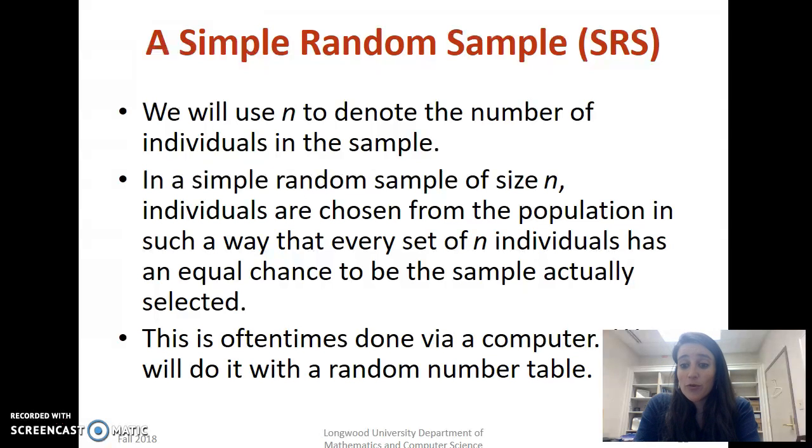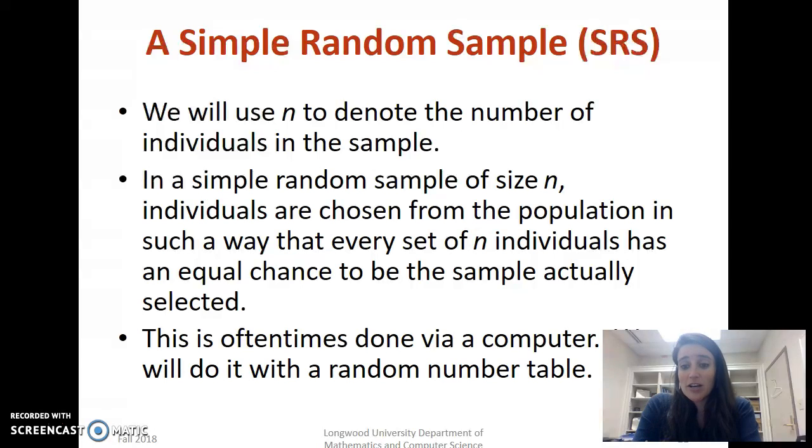So a common form of choosing your sample is using a simple random sample. We can abbreviate that with SRS. Here we will use N to denote the number of individuals in the sample. In a simple random sample of size N, individuals are chosen from the population in such a way that every set of N individuals has an equal chance to be the sample actually selected.